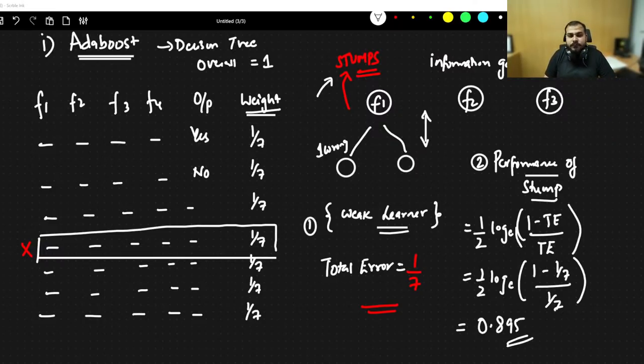F2 and F3, again understand, out of all these features, I found from information gain and entropy that this is the best feature. So let's say I have calculated this as 0.895. This is my second step. The first step is to find the total error. The second step is the performance of the stump. I hope everybody is able to understand till here.